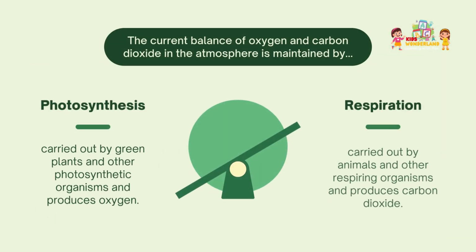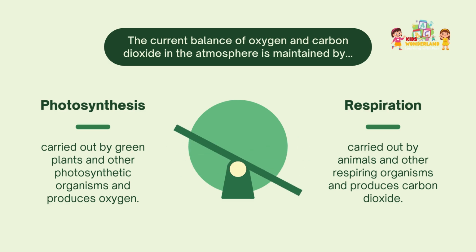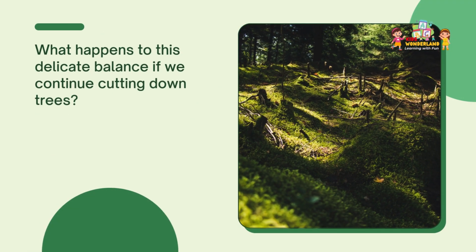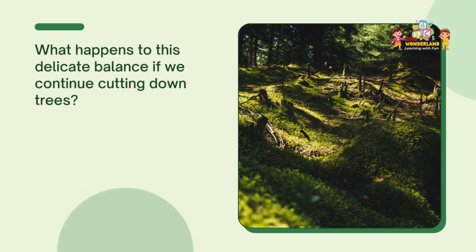The current balance of oxygen and carbon dioxide in the atmosphere is maintained by photosynthesis carried out by green plants and other photosynthetic organisms, which produces oxygen, and respiration carried out by animals and other respiring organisms, which produces carbon dioxide. What happens to this delicate balance if we continue cutting down trees?